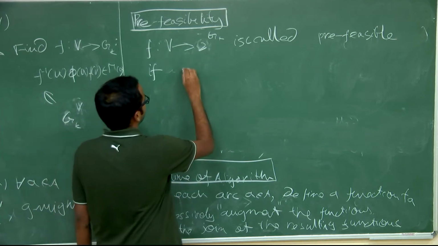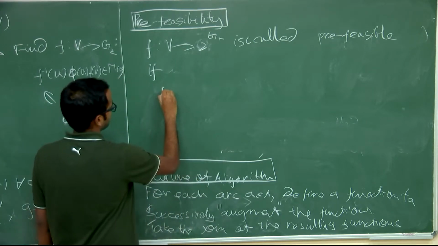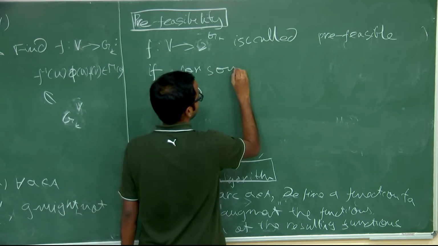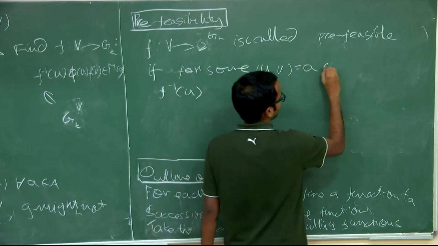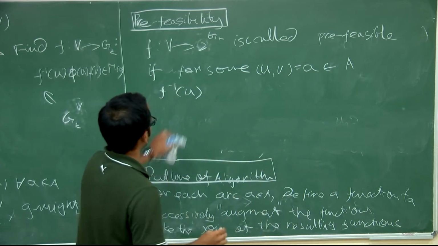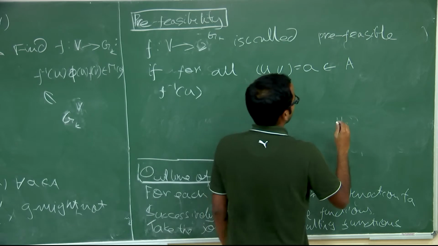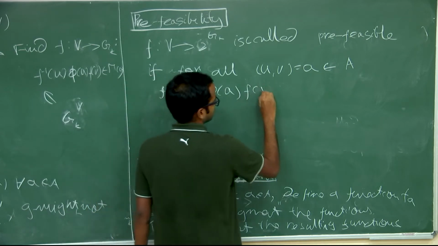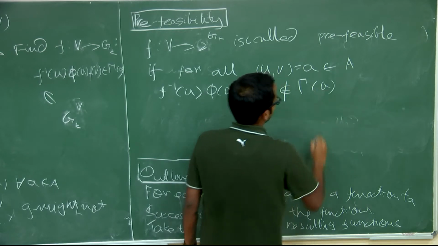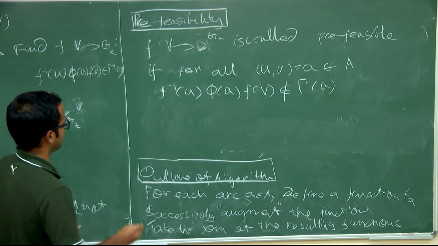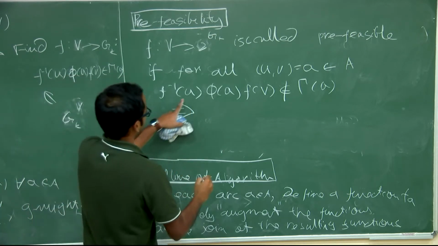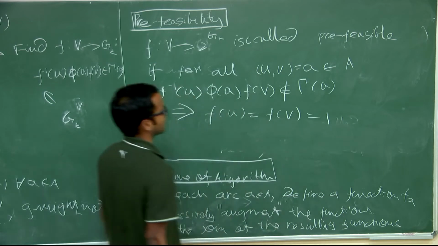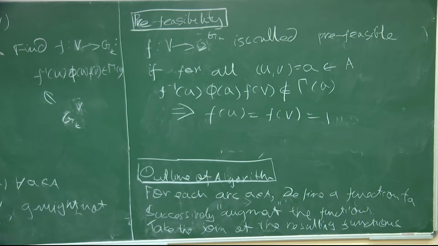Okay, if f inverse of, for, whenever the feasibility condition fails, the value of this function is 1. Okay, that is what is meant by pre-feasibility.